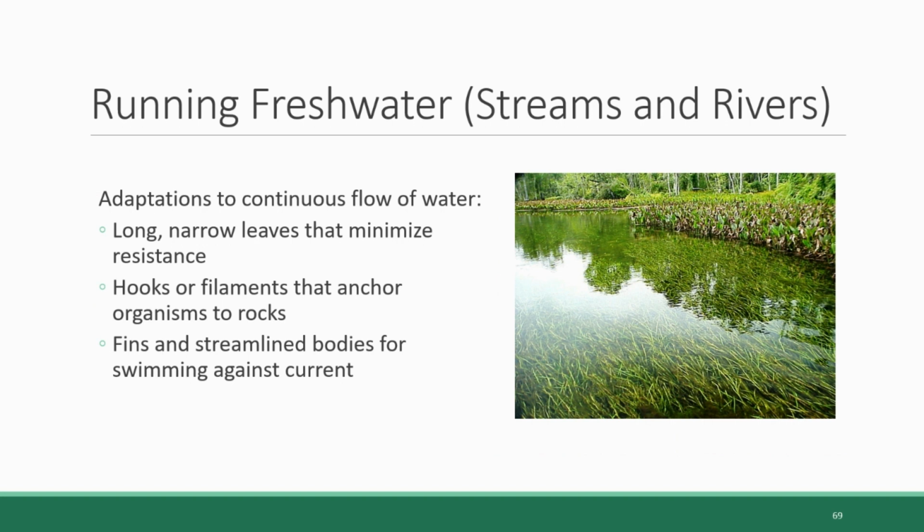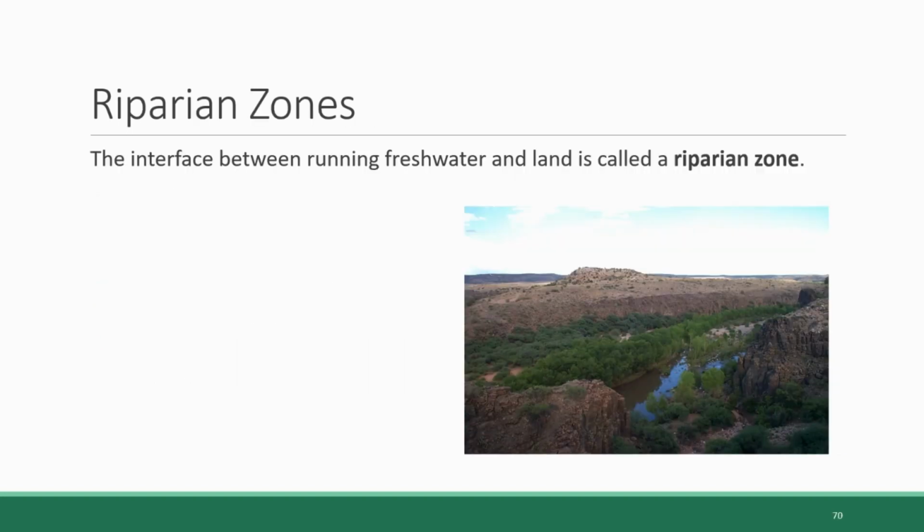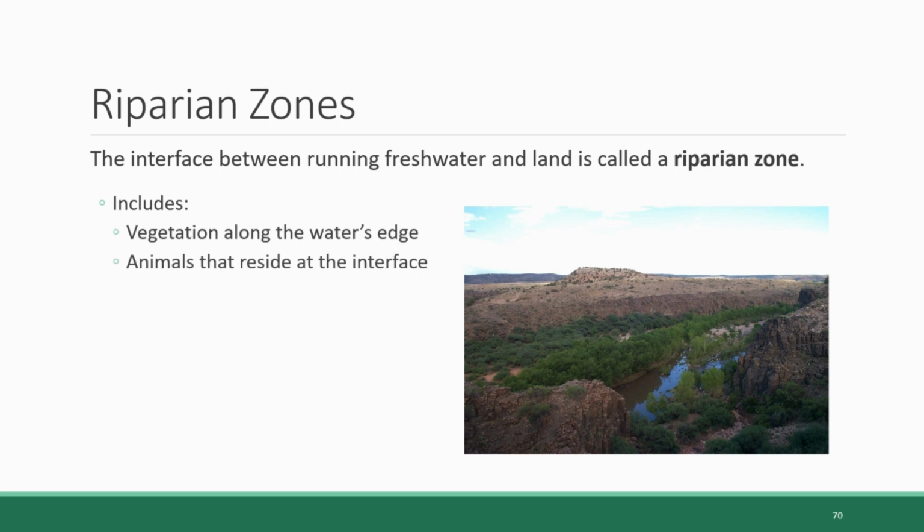And while we're on the topic of rivers, we do need to touch briefly on another zone that is closely entwined with rivers, and that is riparian zones. So, a riparian zone is the term used to describe the interface between running fresh water and the land. And what is considered to be a part of the riparian zone is the vegetation that grows along the water's edge, as well as the animals that reside at the interface. So in this image, you can see pretty clearly what would be considered the riparian zone around the Verde River, which is a river that runs through the central part of Arizona, a bit north of us.